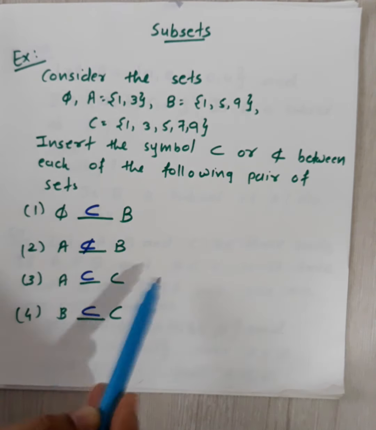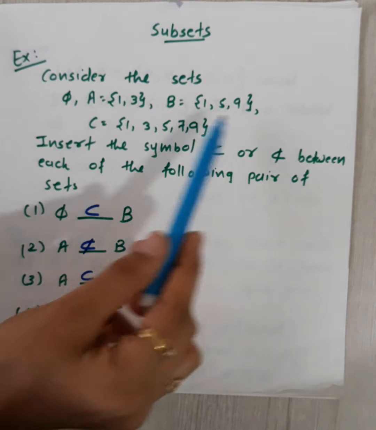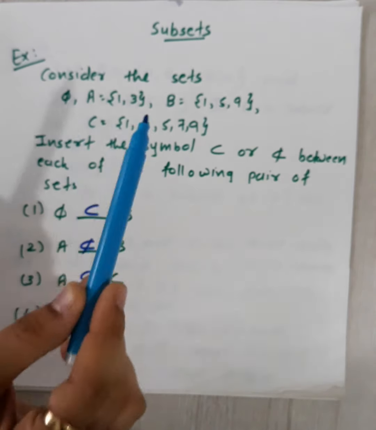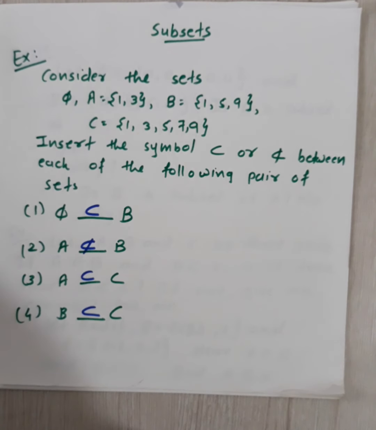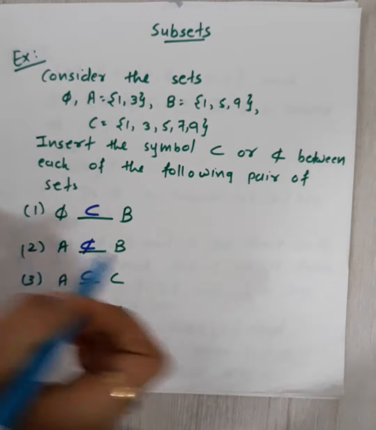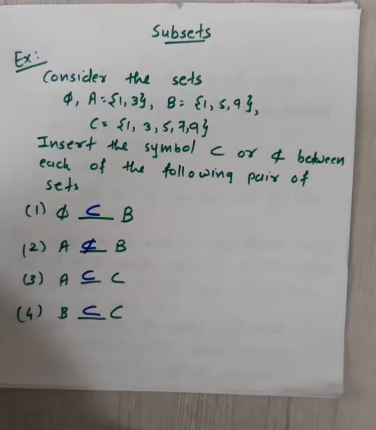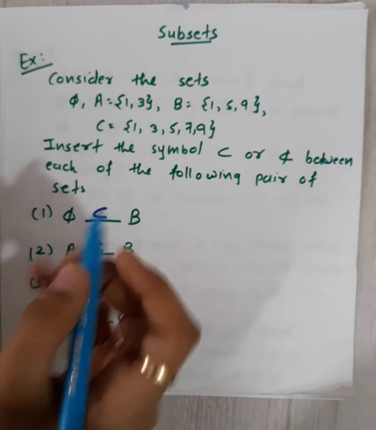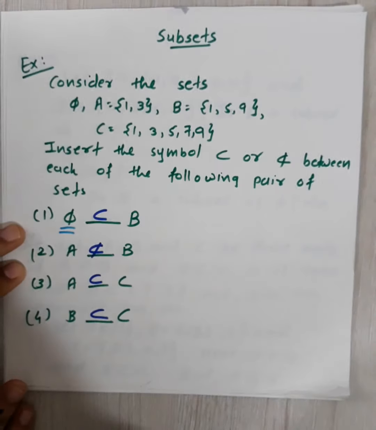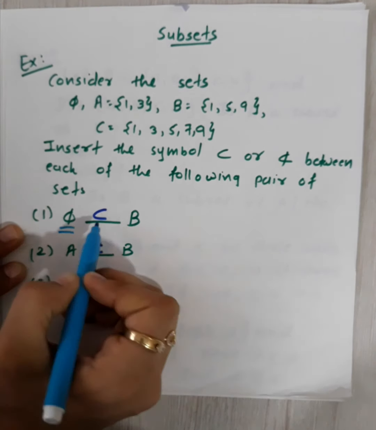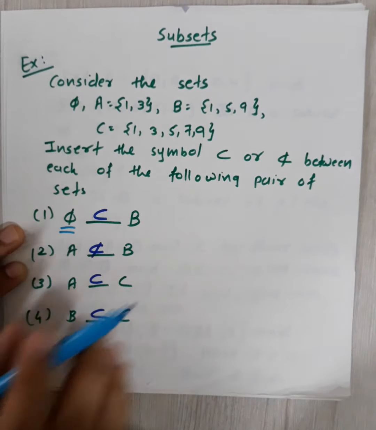These are the pairs which you have been given, along with these sets: phi, A, B, C, and all the elements are there. Now you have to write phi dash B, A dash B, A dash C, and B dash C. I told you in the previous video that the empty set phi is a subset of each and every set. So you write phi is a subset of B.